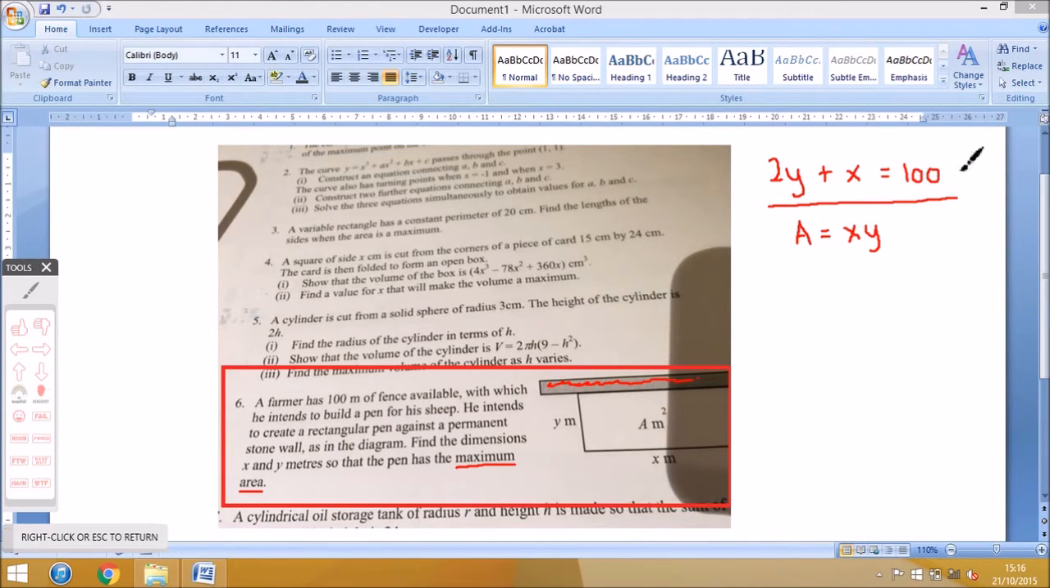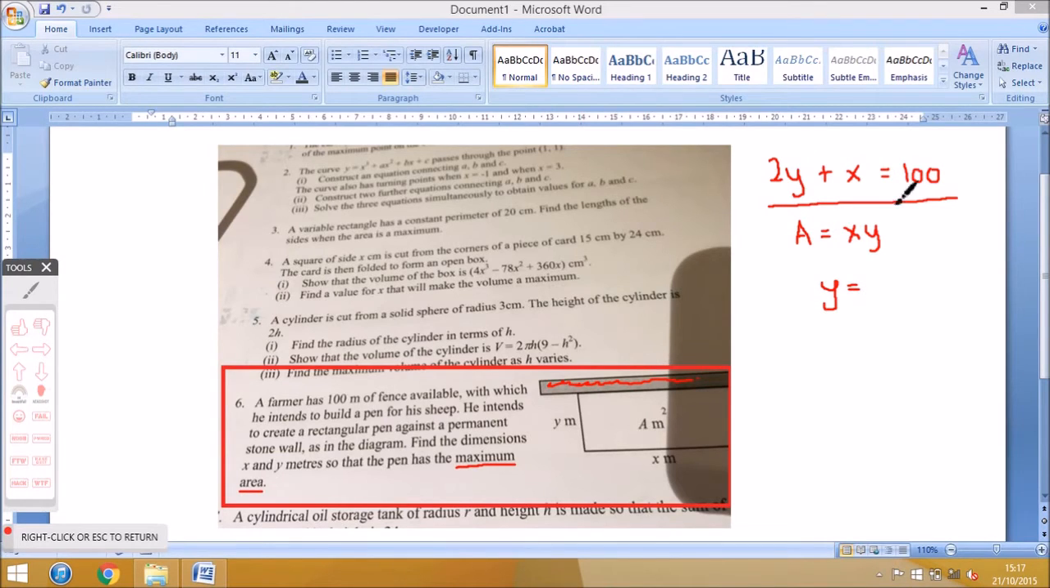So we use this equation here, the length of the fence, to eliminate. We can eliminate either one, but let's eliminate the Y in this equation for the area. So we need to rearrange this so Y is the subject. To rearrange this, we bring the X to the other side, and then we divide by 2.